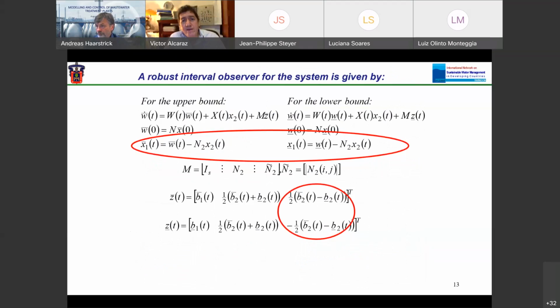Now, if the uncertainty source comes from process inputs, it is possible to use an interval observer under the same structure, in which the maximum and minimum process input values, partially known, are used for estimating a guaranteed interval in which the estimated state variables can evolve. Next, please.